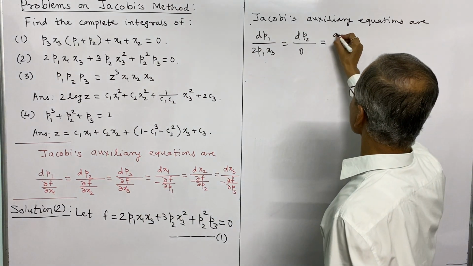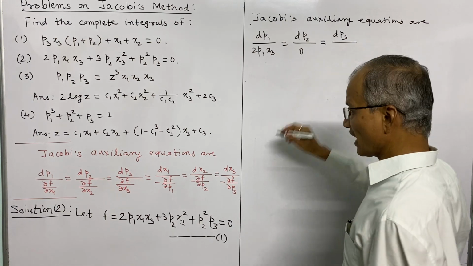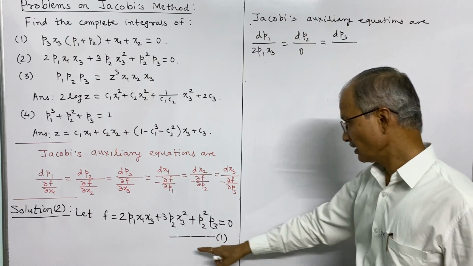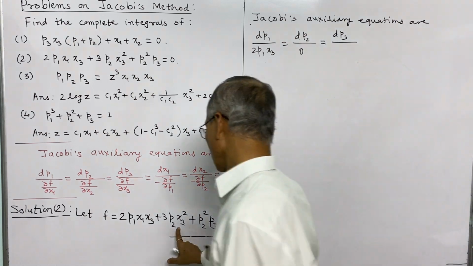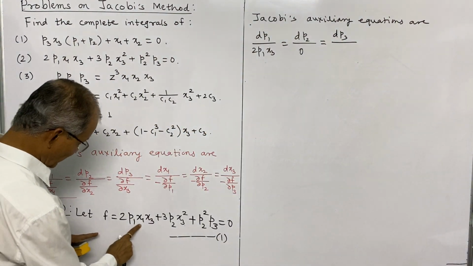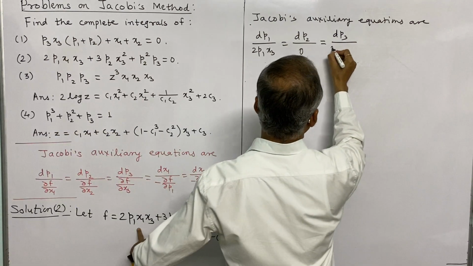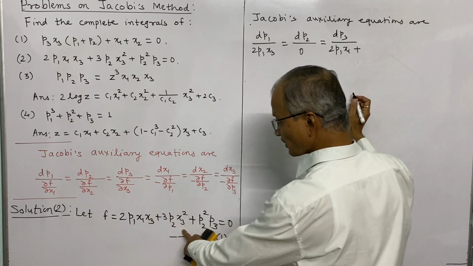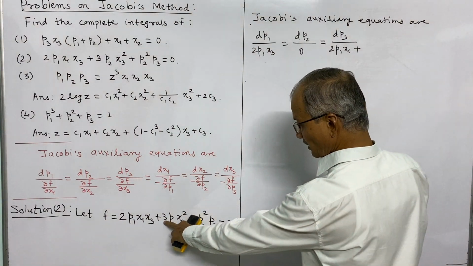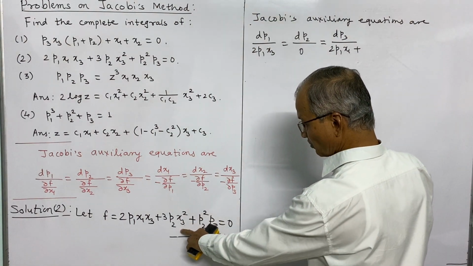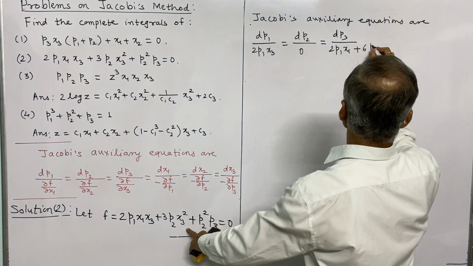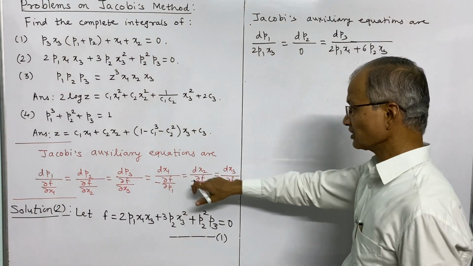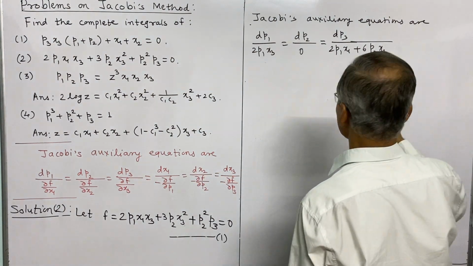dp3 divided by partial derivative of f with respect to x3. Here is the term x3 and here also. So it is 2p1 x1. First is 2p1 x1 plus, and the derivative of this with respect to x3 is 3 into 2, 6 p2 x3. So these are the first three fractions and is equal to dx.